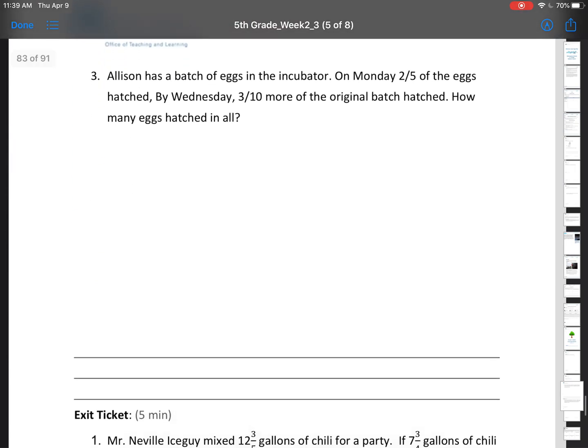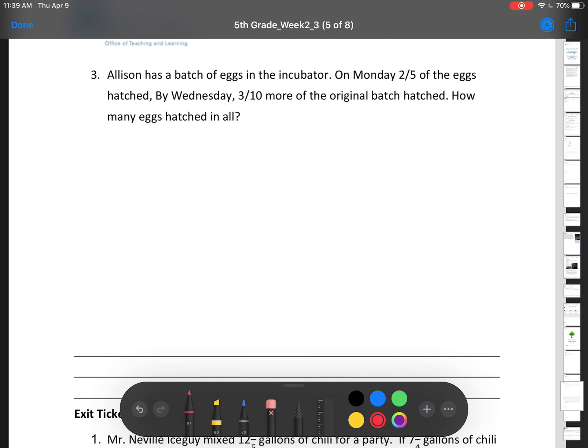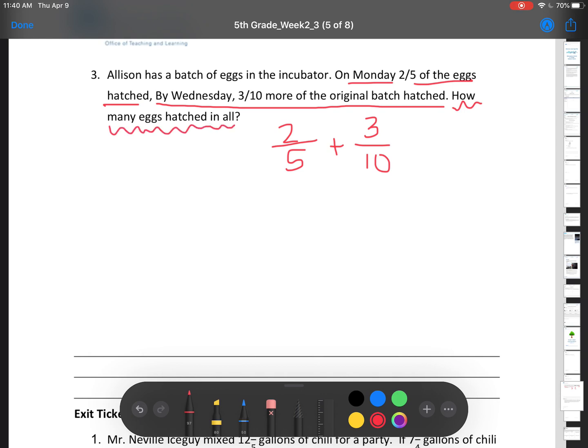Okay. So, moving on down to the next one. Again, I just keep writing it to help me remember what I'm doing, basically, because I'm very forgetful. You guys know that. Okay, Allison has a batch of eggs in the incubator. On Monday, 2/5 of the eggs hatched. Okay? And by Wednesday, 3/10 more of the original batch hatched. How many eggs hatched in all?